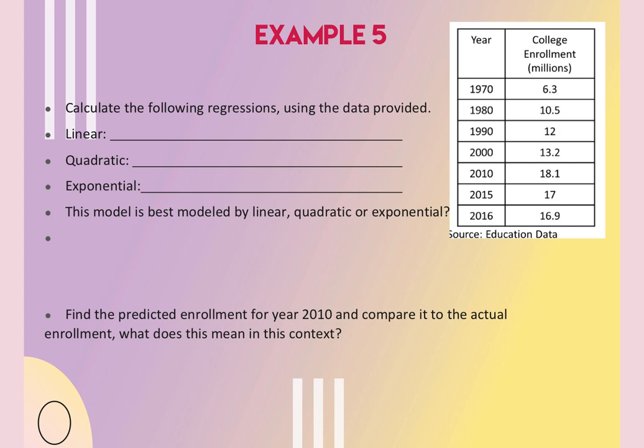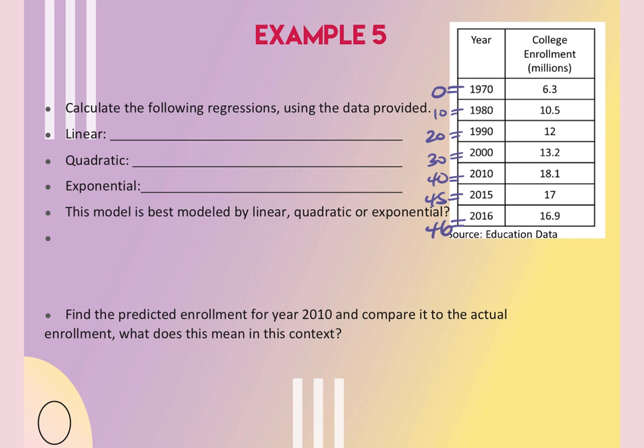Notice that all you're given is a chart this time. It doesn't tell you where T of 0 is. If it doesn't tell you where T of 0 is, make the first one T of 0, okay? So we're going to say that 1970 would be 0, which means 1980 would be 10, 1990 would be 20, 2000 would be 30, 2010 would be 40, 2015 would be 45, and 2016 would be 46.